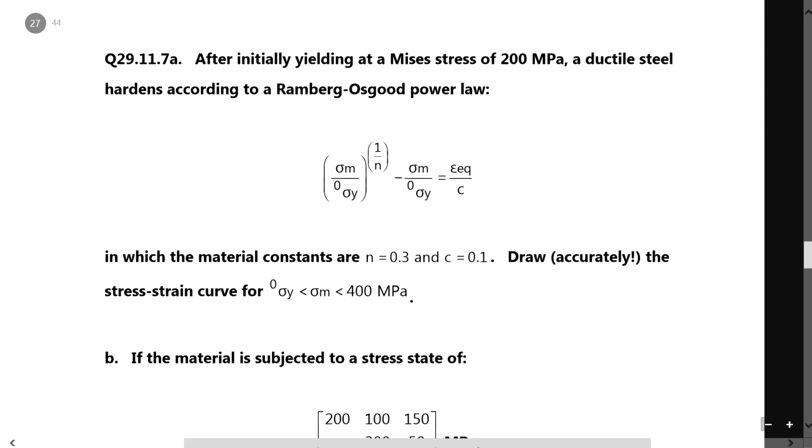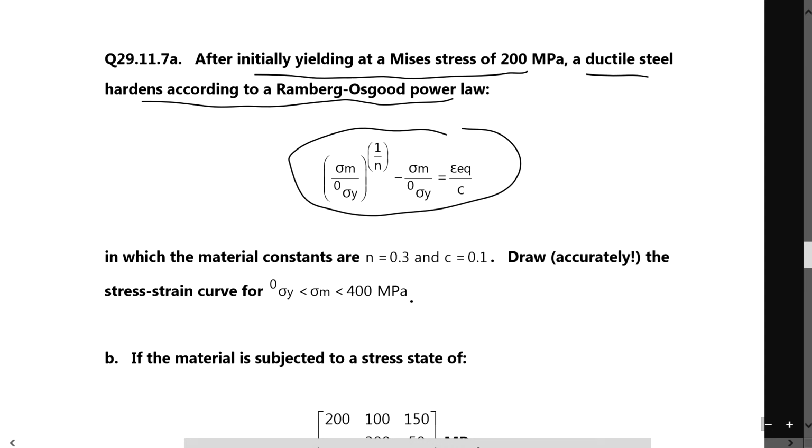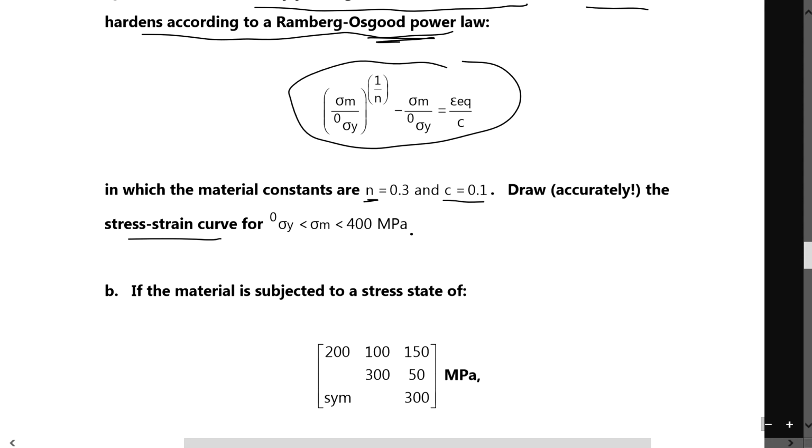After initial yielding at a Von-Mises stress of 200 MPa, a ductile steel hardens according to a Ramberg-Osgood power law, which is what we have said just now, in which the hardening constant n is equal to 0.3 and c is equal to 0.1. Therefore, plot the stress strain curve. So from here you can see that the Osgood power law is used to plot your stress strain curve. It's a very powerful tool.